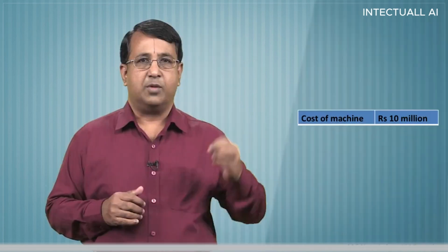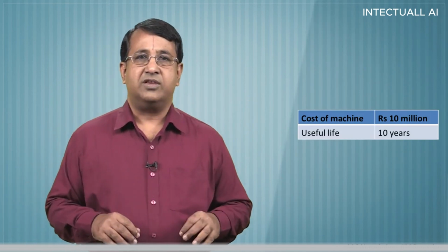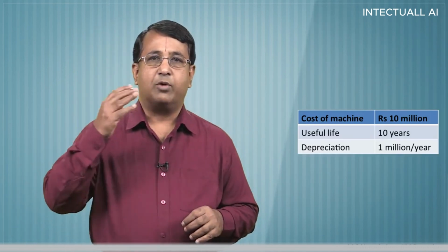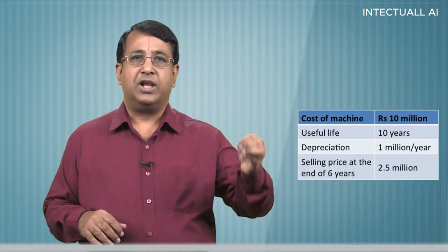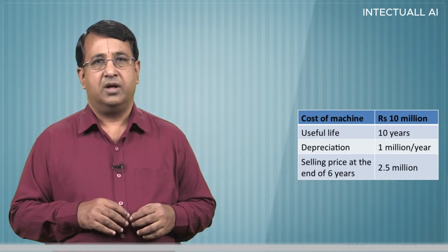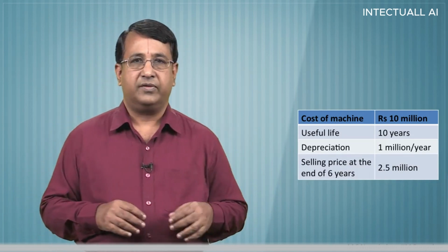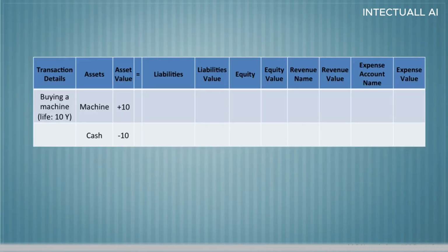An illustration will be useful to understand the fixed asset related entries. Suppose you buy a machine for 10 million. The useful life of the machine is estimated at 10 years. You will provide depreciation at the rate of 1 million per year. Suppose you sell the machine at the end of 6 years for 2.5 million. How are entries made? The first entry is simple. Machine plus 10, cash and bank minus 10.